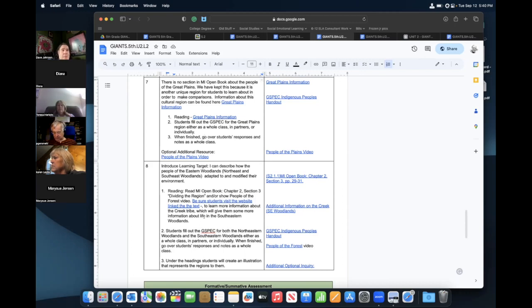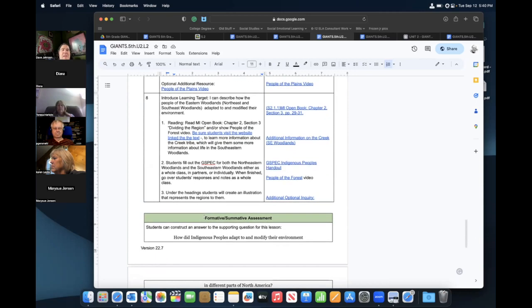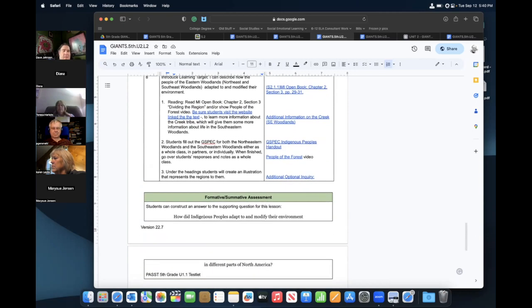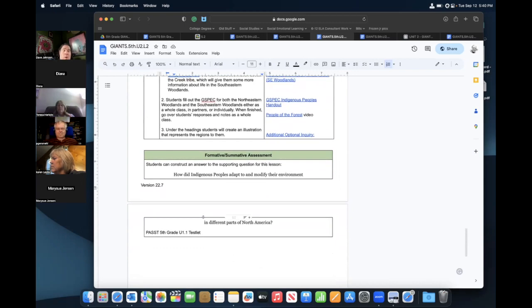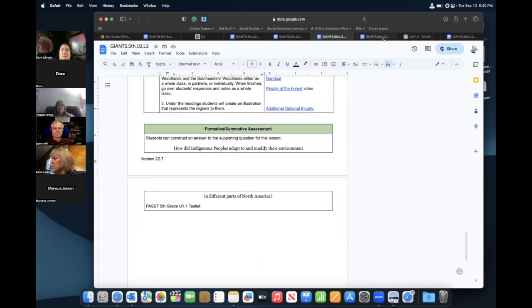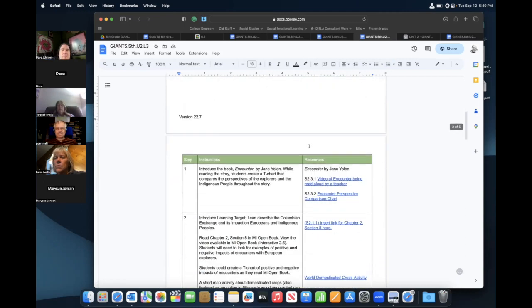We're actually going to try to bring him into a future unit rollout to talk a little bit more about Indigenous issues. But he is constantly like, hey, Dave, we need to add this, we need to add this, we need to add this. So I'm always adding stuff to the Indigenous peoples portion of Open Book and Giants based off of his stuff.